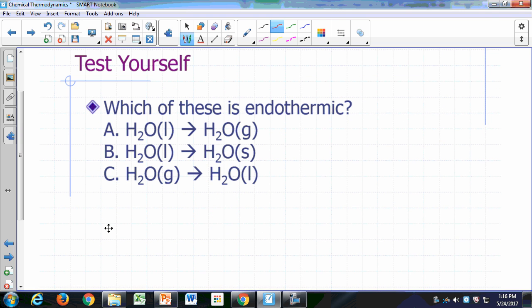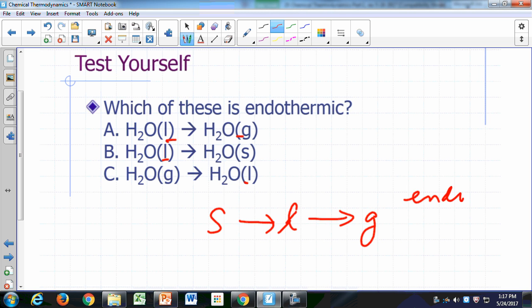Which of these processes is endothermic? Take a look at these. You have liquid to gas, liquid to solid, gas to liquid. Well, if you remember, solid to liquid to gas, that's an endothermic process, right? Or you can go solid to gas directly, that's also endothermic. But the opposite of these would be exothermic.